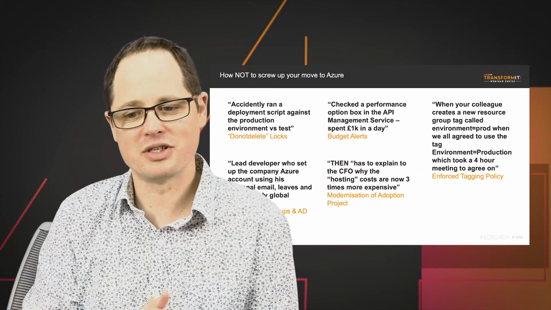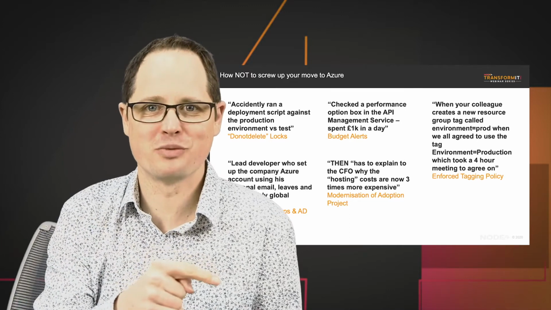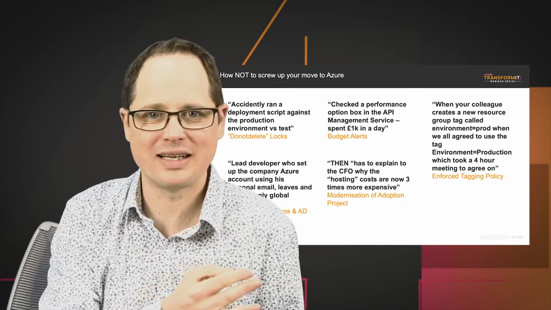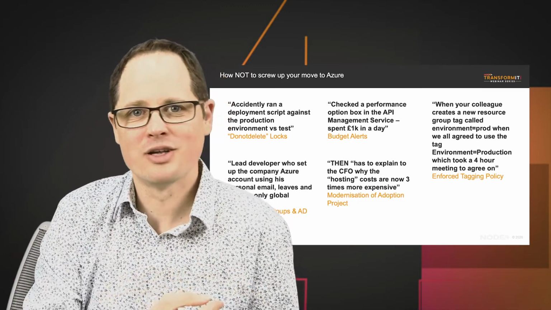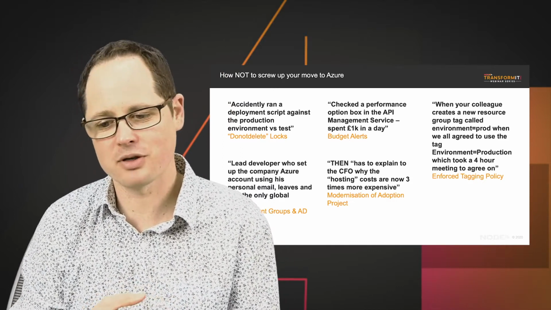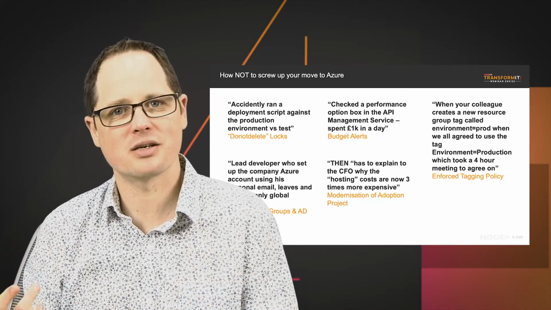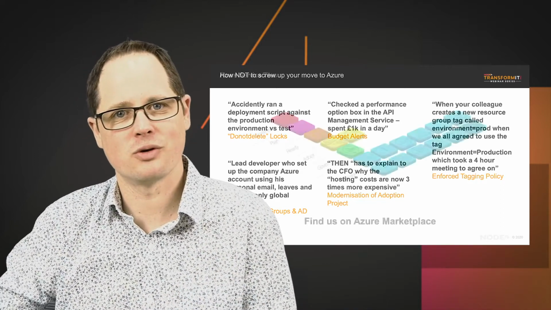So that's my tips, and just to go through, I've got a quick slide here of how you use the different elements that we talked about to fix those problems that we saw at the start. So you've got do not delete locks to stop people doing stuff with scripting, budget alerts to catch problems, tagging policies, management groups, and then just make sure you're modernizing and using Azure.